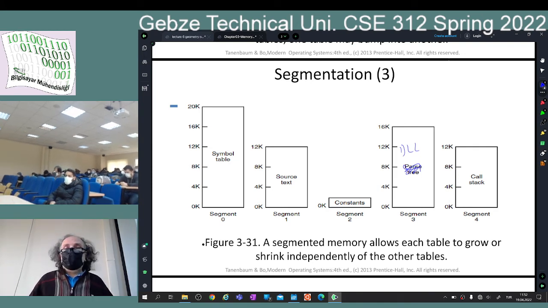Those are the advantages. We don't live in a world where one solution is always better than the other. So what do you think the problems of segmentation are? We talked about the sharing of segments, or the shrinking or growing of segments. These are the advantages of segmentation. What is the disadvantage of segmentation?